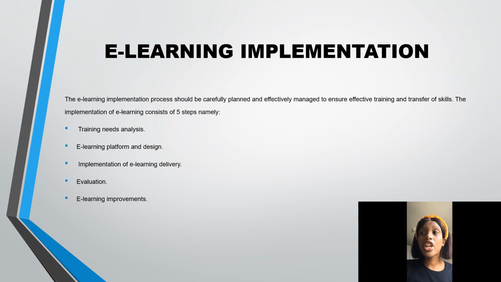The implementation of e-learning consists of 5 steps. Step number 1 is training needs analysis. Step number 2 is e-learning platform and design. Step number 3 is implementation of e-learning delivery.